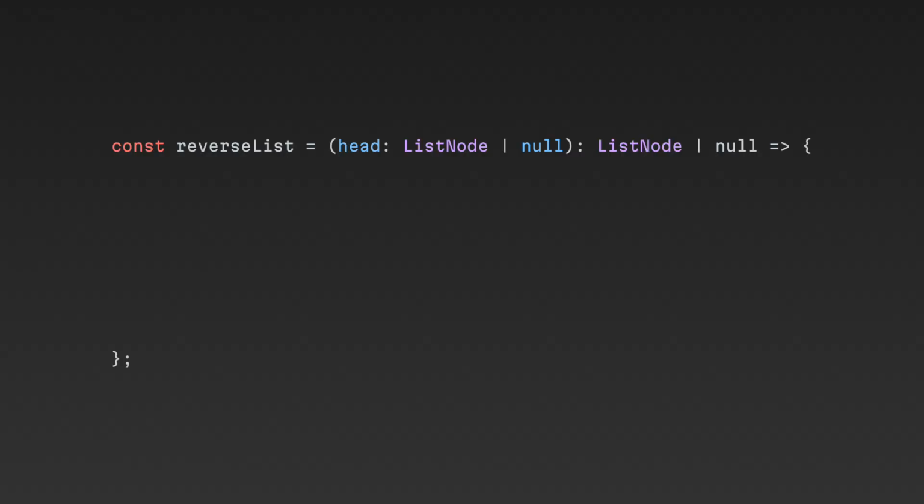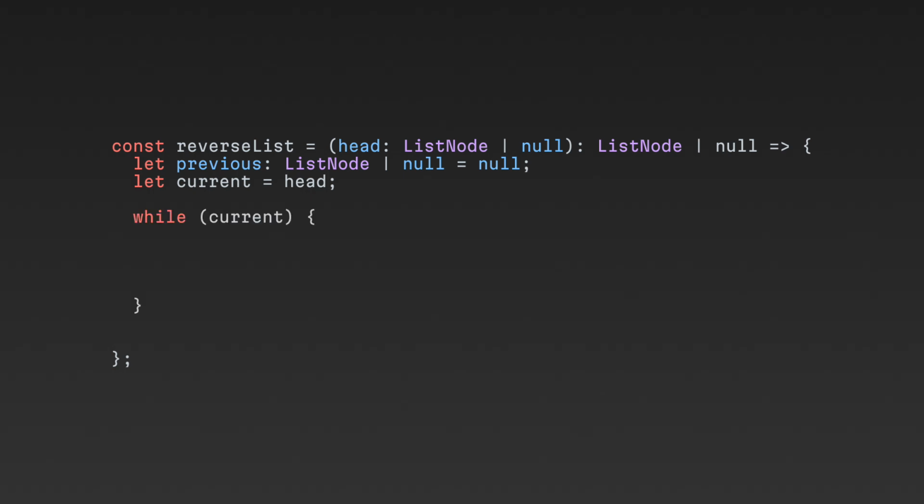We start by defining our function reverseList, which takes the head of the linked list and promises to return the new head of the reversed list or null. We initialize a previous variable. It starts as null. Next, we create a current pointer that starts as the head of the original list. Now we loop through the list as long as current is not null. This means we continue until our pointer has traversed the entire original list from beginning to end.